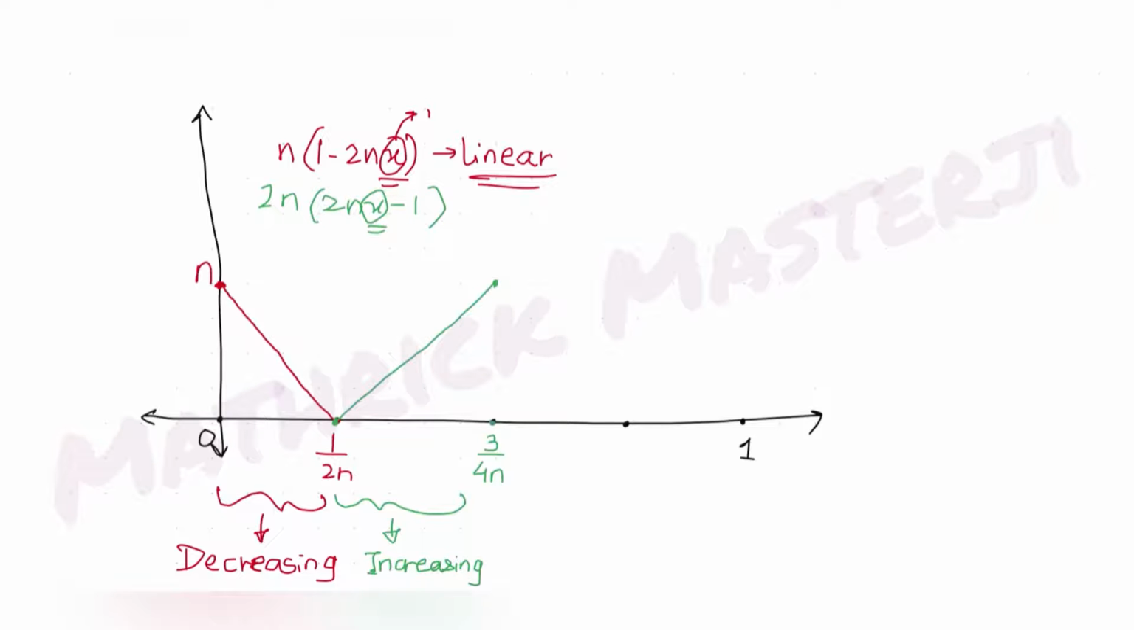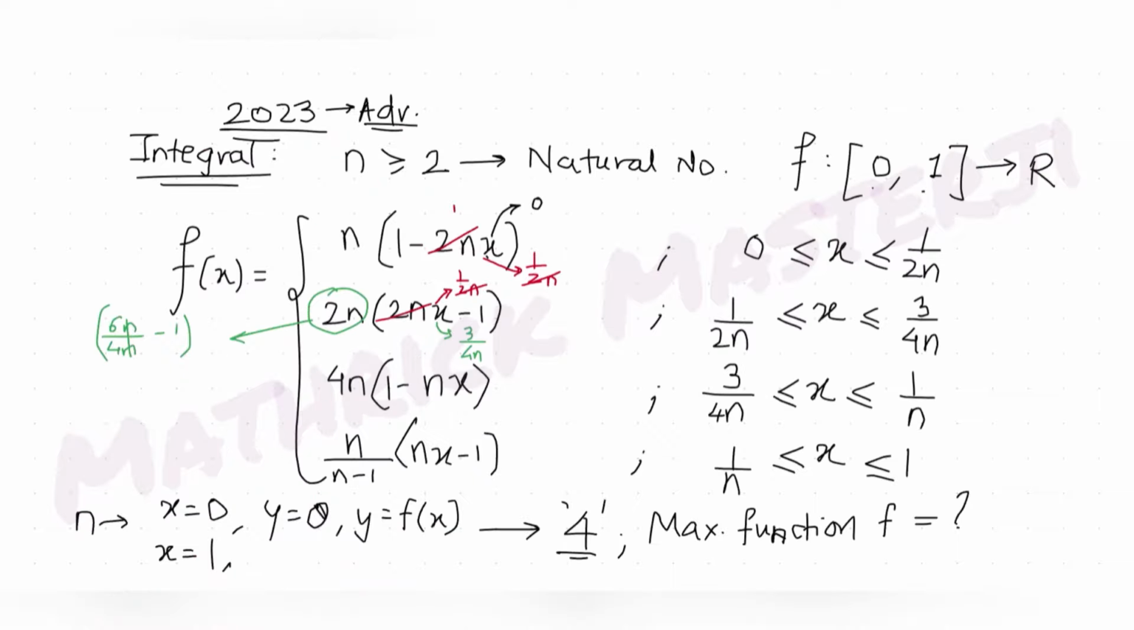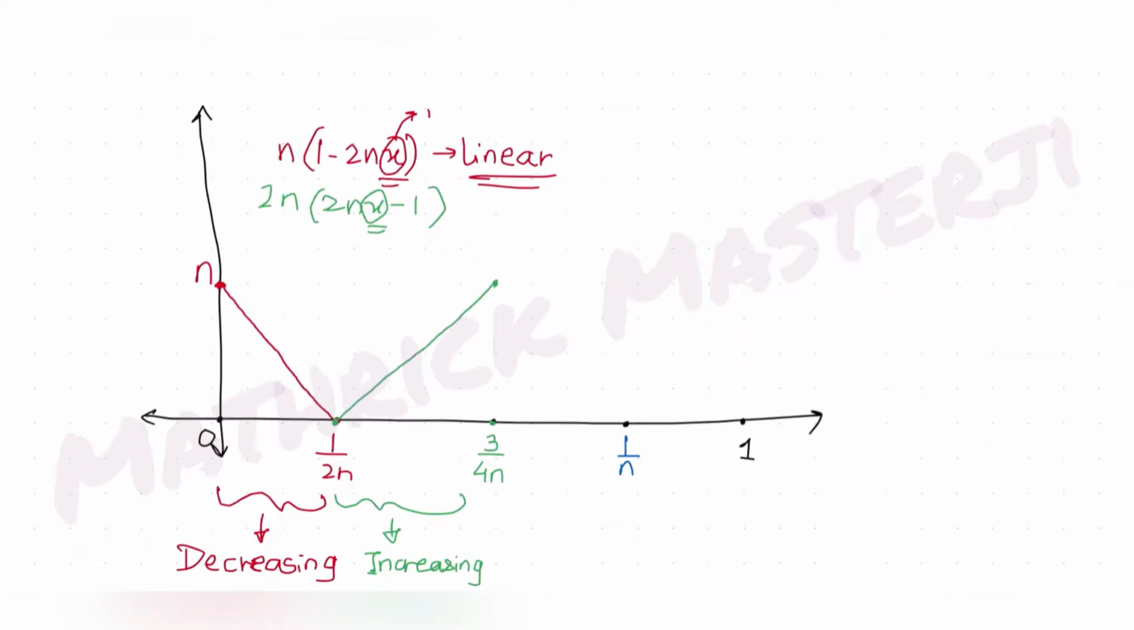Now let's see the other interval. For the interval from 3 over 4n to 1 over n, I know the function is continuous, but let's also check it. If I put 3 over 4n in this expression, the n and n cancel, giving 1 minus 3/4, that is 1/4. 1/4 into 4, the 4 and 4 cancel, you get n. So you still get n at 3 over 4n.